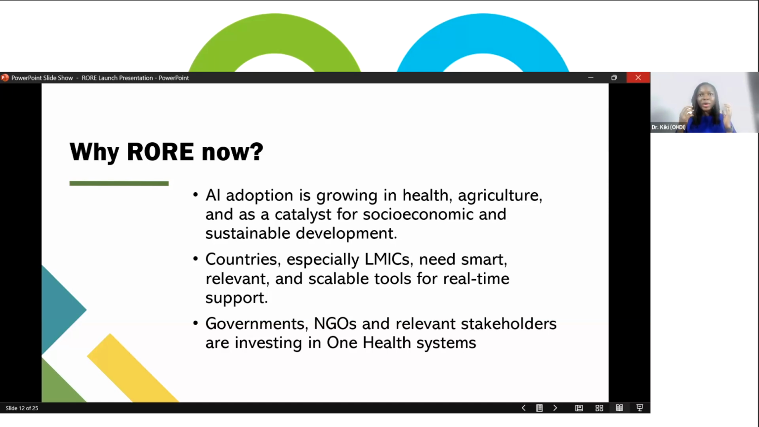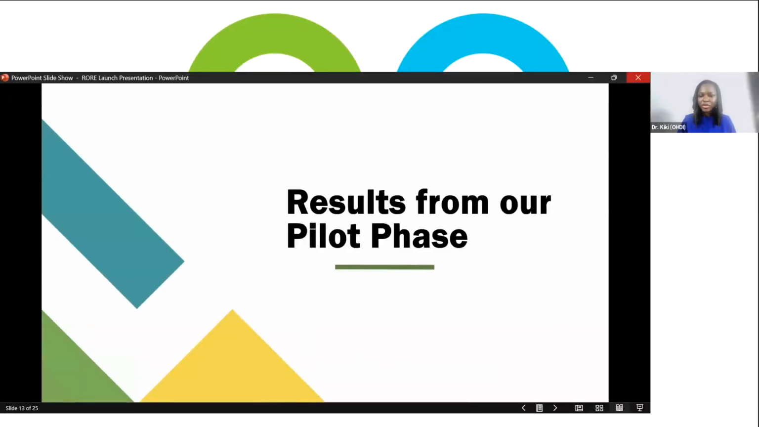The fact that many people are excited about One Health systems, many people are excited about investing in these One Health systems and how this can improve our world, or the world as we know it. This is part of the reason why Rore is important now, and we are so excited to be working on this. And again, going back to this, we need sustainability in interventions. Very, very important.